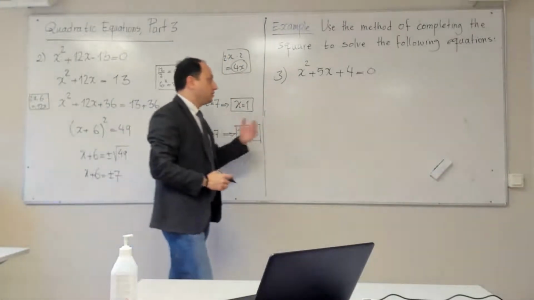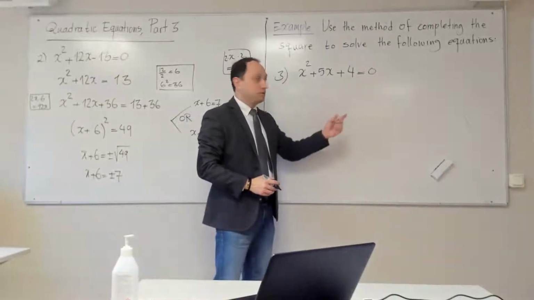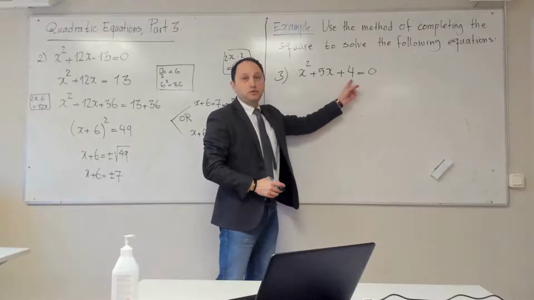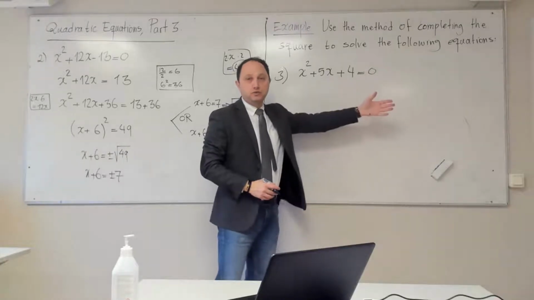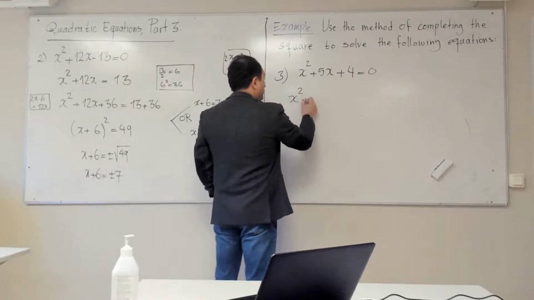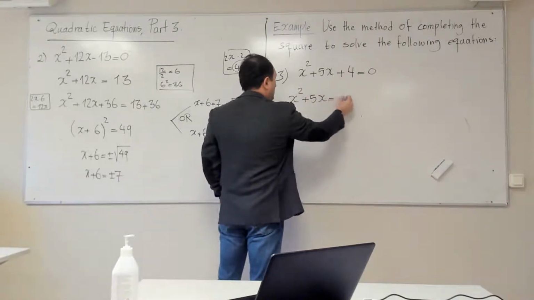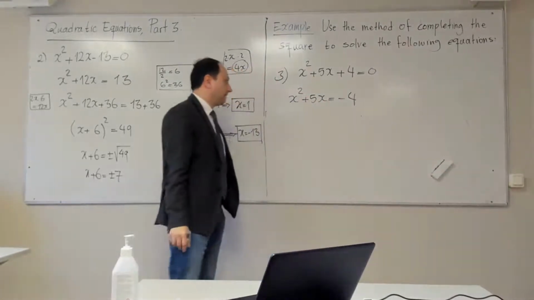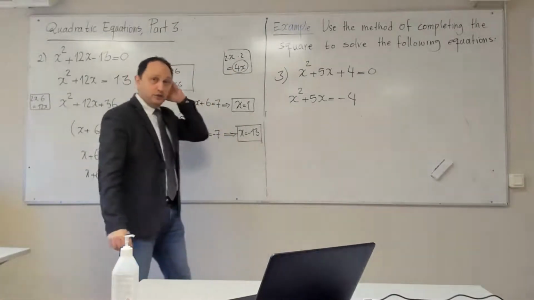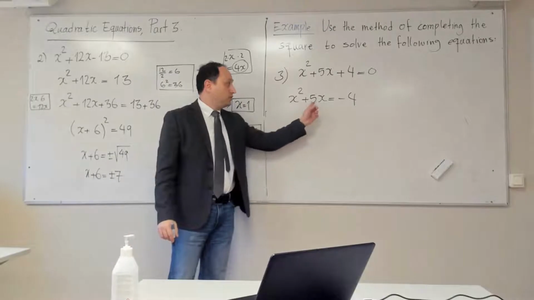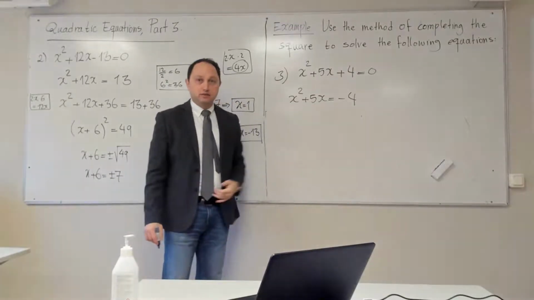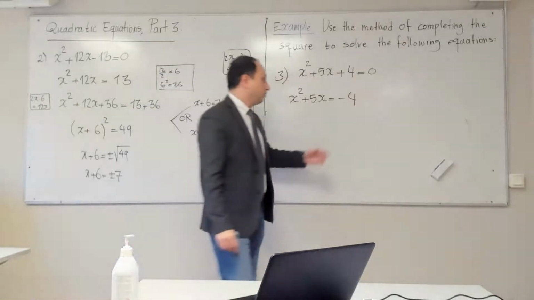So what I should do, again, the algorithm is the same. I move the constant number to the right. The constant number is positive 4. When I move it to the right, it becomes negative 4. So this becomes x squared plus 5x is equal to negative 4. Then you go to scratch paper to calculate what you need to add to both sides in order to make the left-hand side a complete square. And I told you the trick.